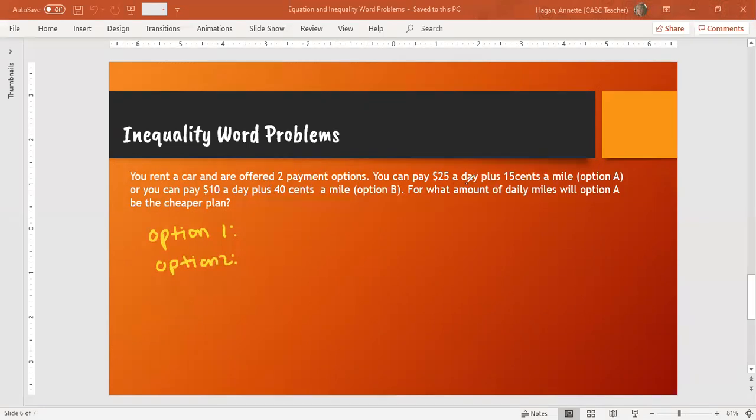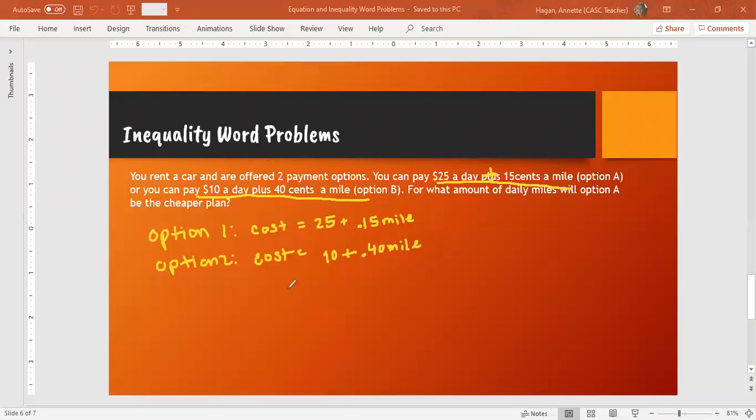Okay, you can pay $25 a day plus 15 cents a mile. So we see "plus," we automatically know this is addition. So for option 1, we know that our cost is $25 a day plus 15 cents for every mile. Or you can pay $10 a day plus 40 cents for every mile. So our other option is going to cost us $10 plus 40 cents per mile.